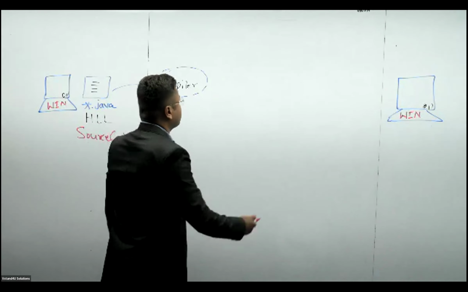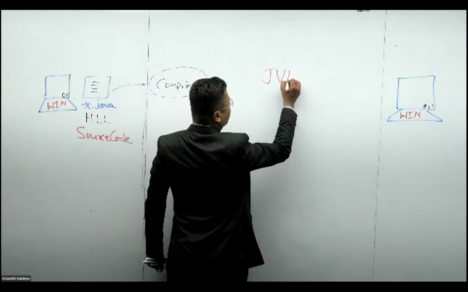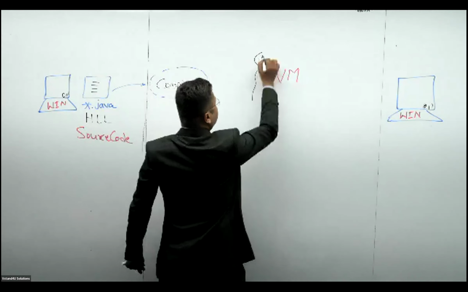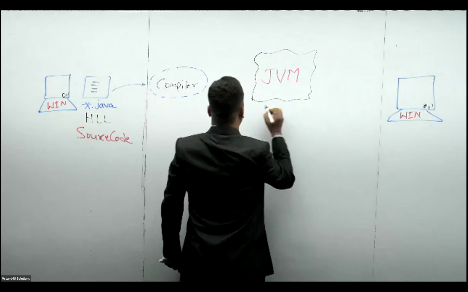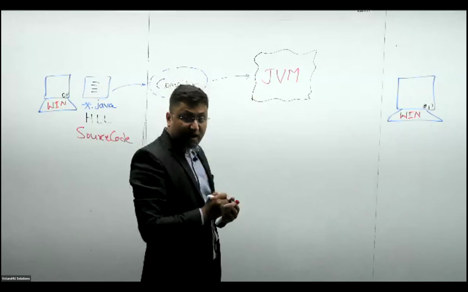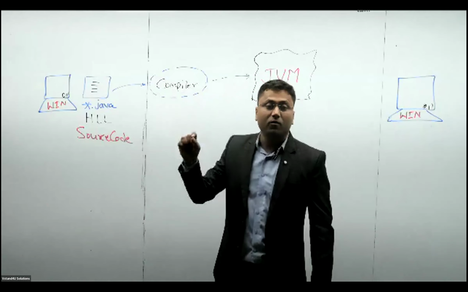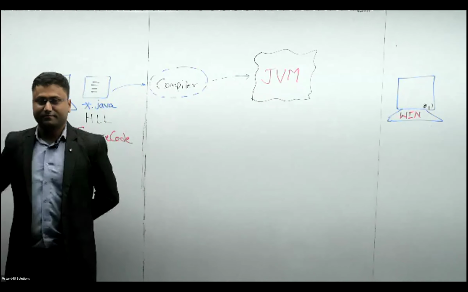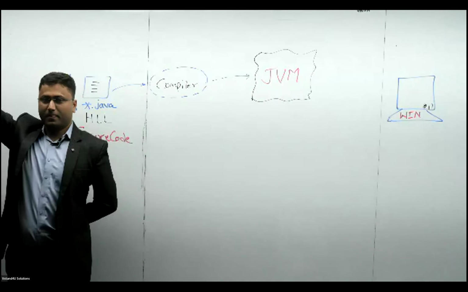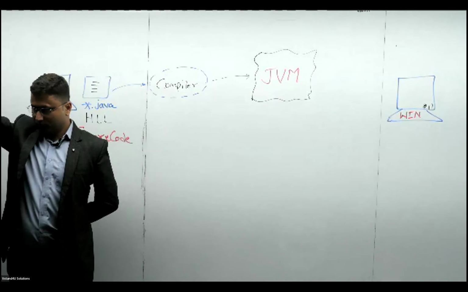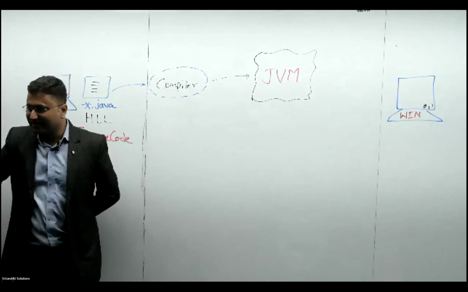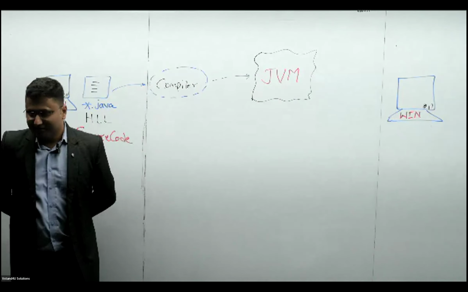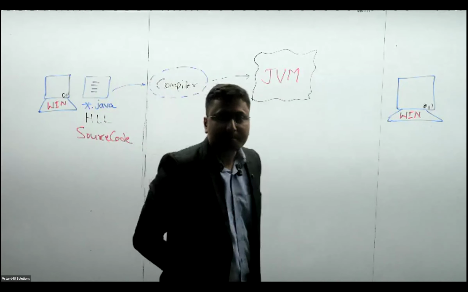We'll do something else. We will have yet another component, a hero that comes into existence called JVM, Java Virtual Machine, the full form. It's a hard name, no? Only the name is hard. What does it mean by that?